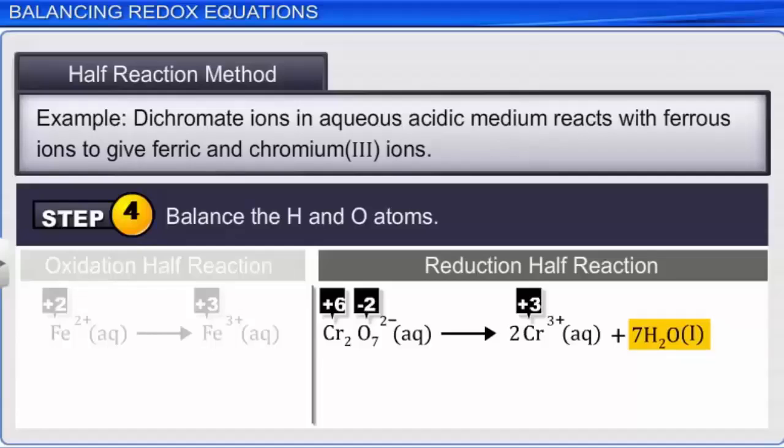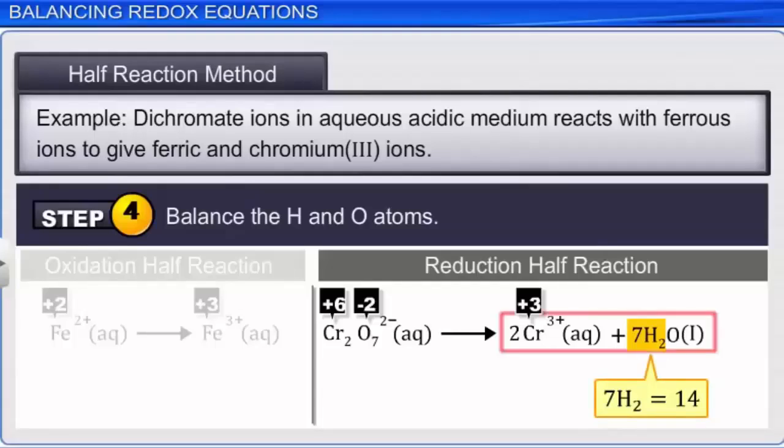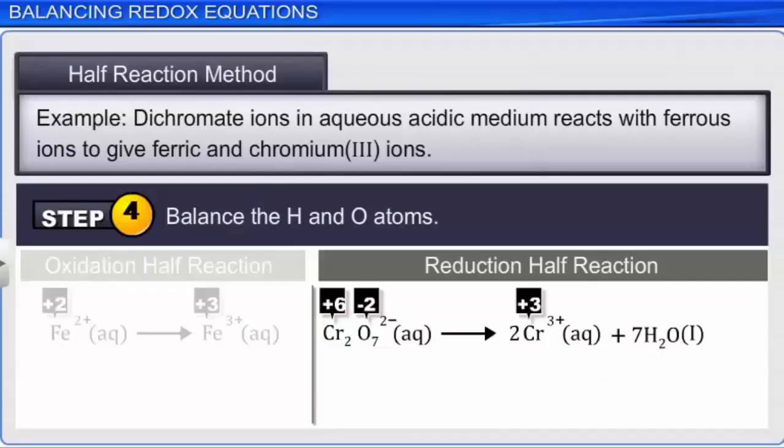Now, after the addition of 7 water molecules, there are 14 hydrogen atoms on the right-hand side, but no hydrogen atom on the left-hand side. Hence, to balance the hydrogen atoms, we add 14 H+ ions on the left-hand side.